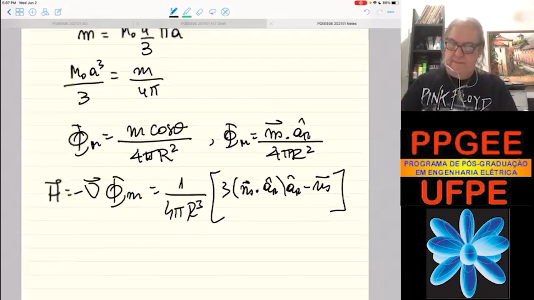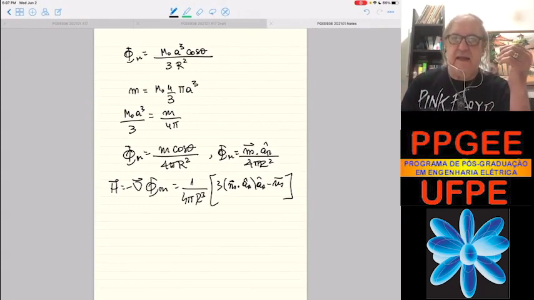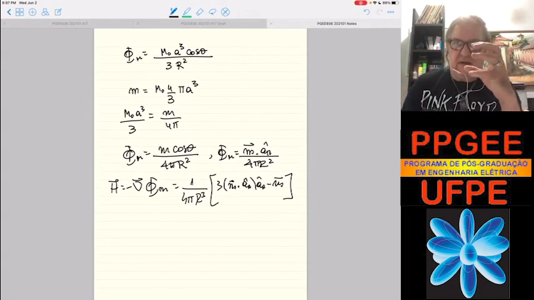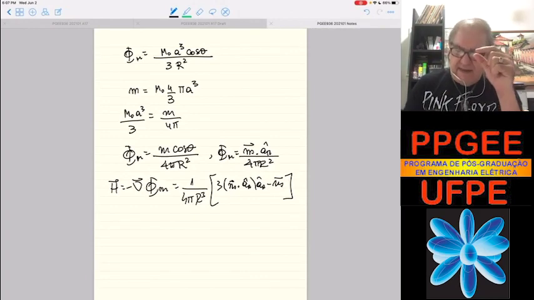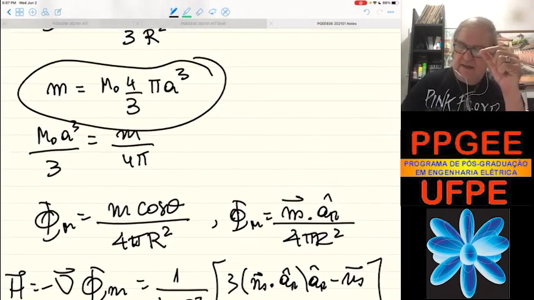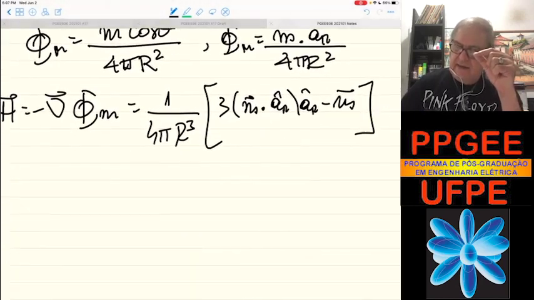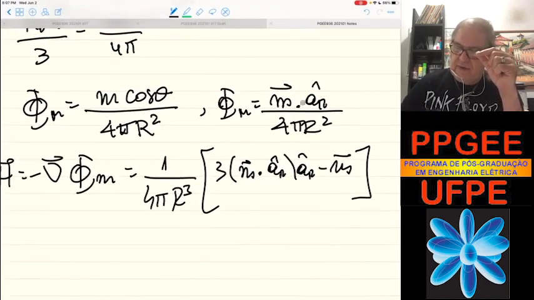Okay. So outside, everything, you have a sphere, replace the sphere by a point dipole with the magnetic dipole calculated like this. And the field, the scalar potential, is going to be that due to a magnetic dipole, right?